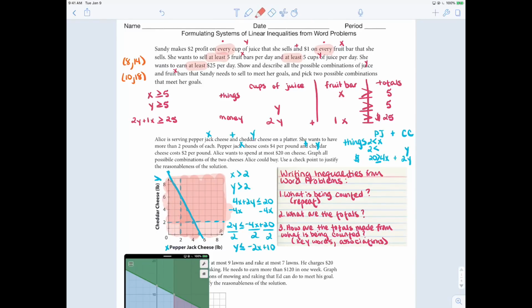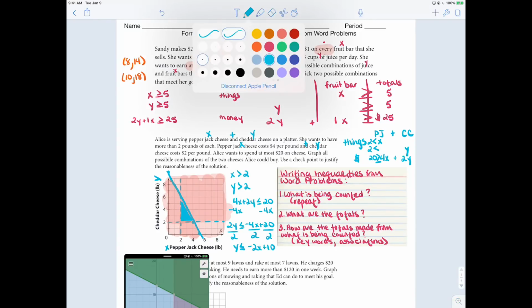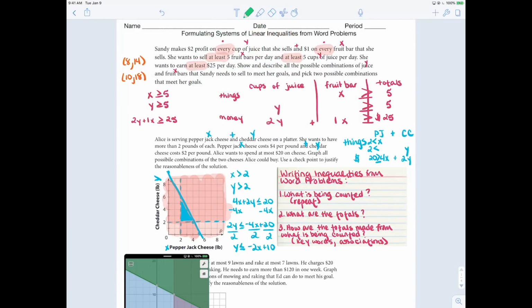And then it's less than, so we shade below. I see the darkest part is this triangle right in the middle. Use a checkpoint to justify the reasonableness of the solution. I would use 3, 3 right in the middle of the triangle.